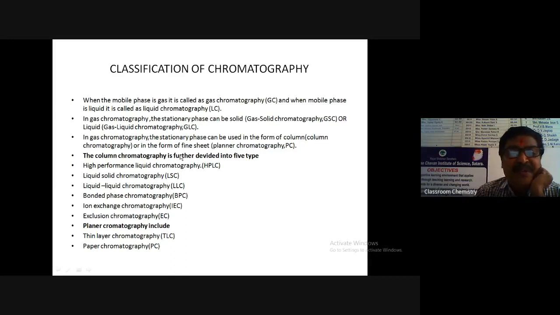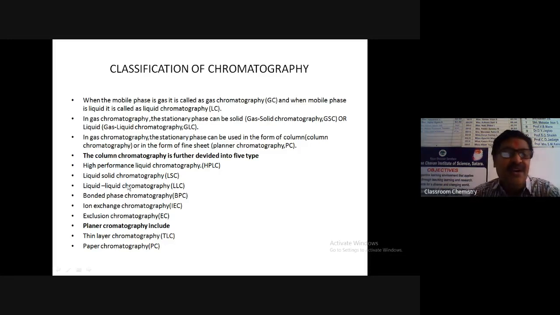The column chromatography is further divided into 5 types: High performance liquid chromatography, known as HPLC; liquid solid chromatography, known as LSC; liquid liquid chromatography, known as LLC; bonded phase chromatography, known as BPC; ion exchange chromatography, known as IEC; and exclusion chromatography, known as EC. Planar chromatography includes thin layer chromatography and paper chromatography.